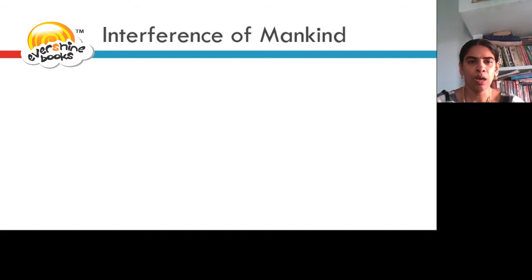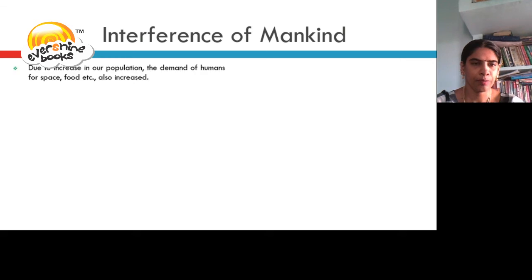Let us now learn in what way mankind interferes with the forest. Due to the increase in our population, the demand of humans for space, food, etc. is also being increased. This resulted in deforestation. What is the meaning of deforestation?